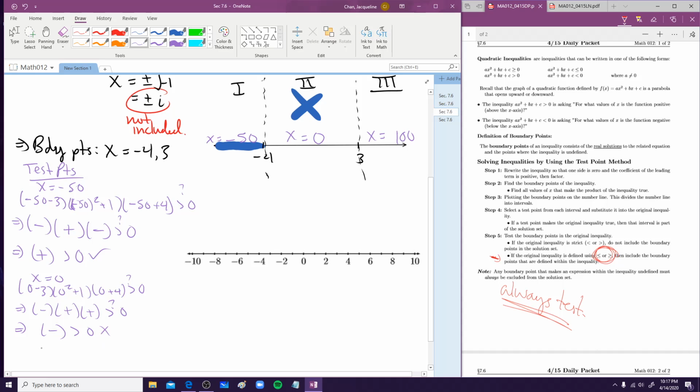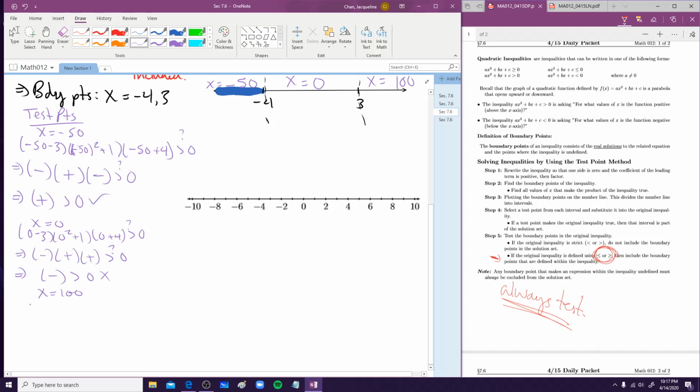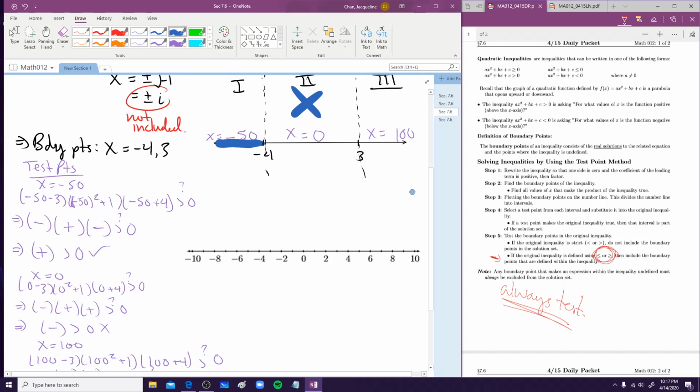Lastly, we have one more point to test, which is x equal to 100. So we have 100 minus 3, times 100 squared plus 1, and then 100 plus 4. Is this greater than 0? So what do I get? I get a positive times a positive times a positive. When you multiply positives, you always get a positive, which is definitely greater than 0. So what does that mean? That means that this third interval is included.